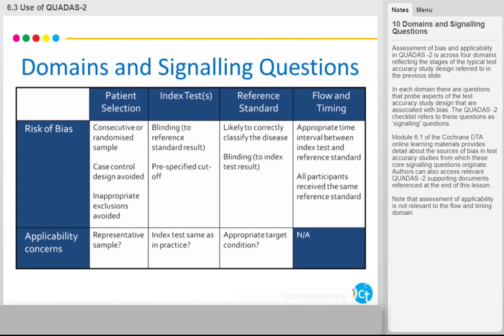Module 6.1 of the Cochrane DTA online learning materials provides detail about the sources of bias in test accuracy studies from which these core signalling questions originate. Authors can also access relevant QUADAS-2 supporting documents referenced at the end of this lesson. Note that assessment of applicability is not relevant to the flow and timing domain.